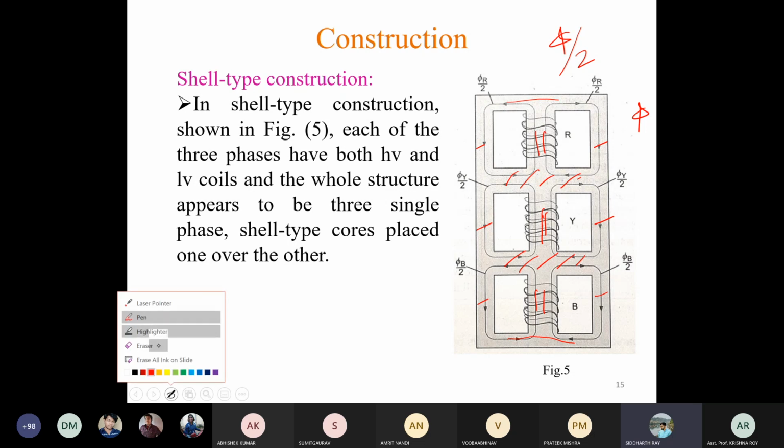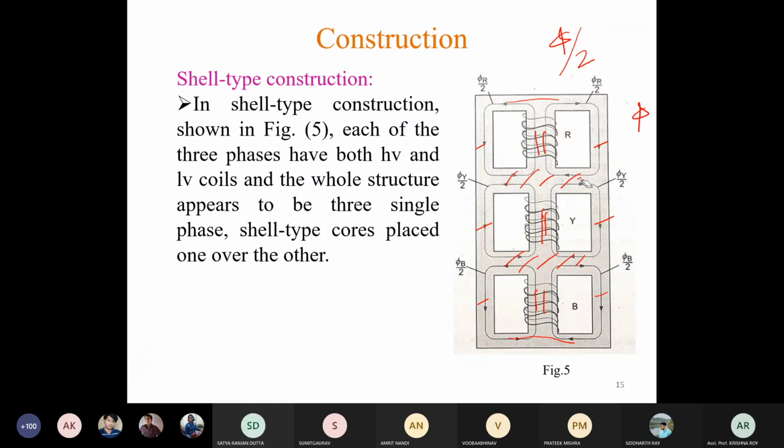Sir, is it the null point? No. It's a sum of any two phase. What type of sum? Phasor sum, sir. The magnitude will be √3 times something. Yes, phasor sum. But can you tell me why we have to do this phasor addition? Sir, phi is a phasor. Phasor will represent phi in phasor diagram.